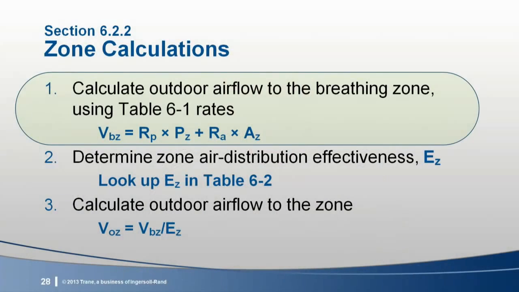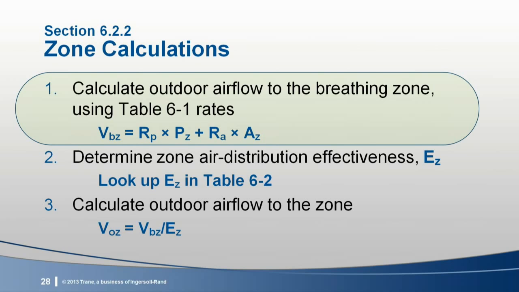But these old CFM per person rates penalized high occupant density zones, like conference rooms or theaters and churches. By accounting for people-related and building-related sources separately, the new approach, which some call additivity, results in lower ventilation rates for high-density spaces.